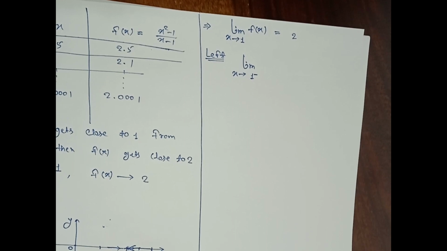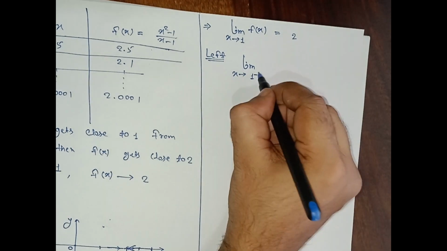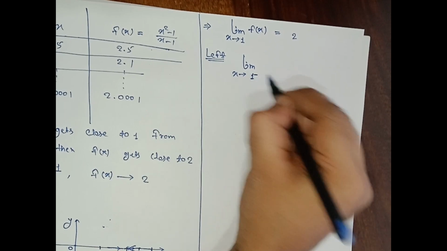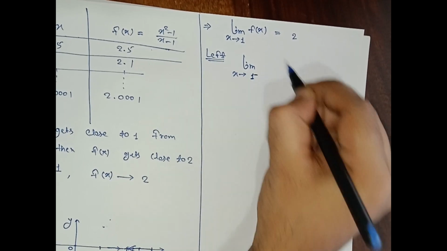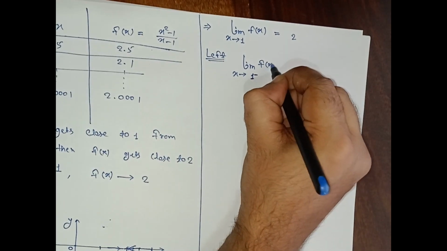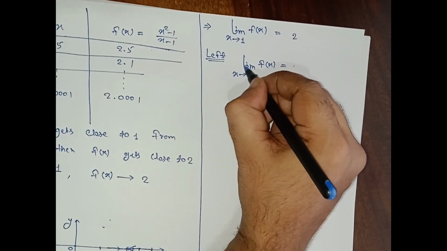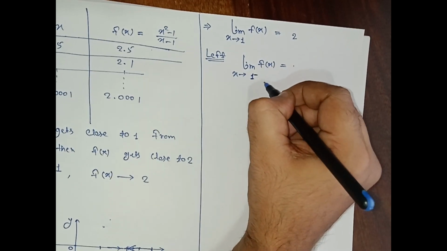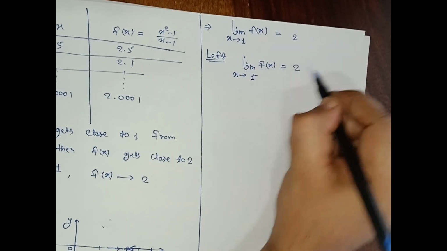So when we go from left, the value of x is very, very close to 1, that is 1 minus. So we represent this by 1 with a small negative sign. The limiting value of f(x) as x gets closer and closer to 1 from left is 2.